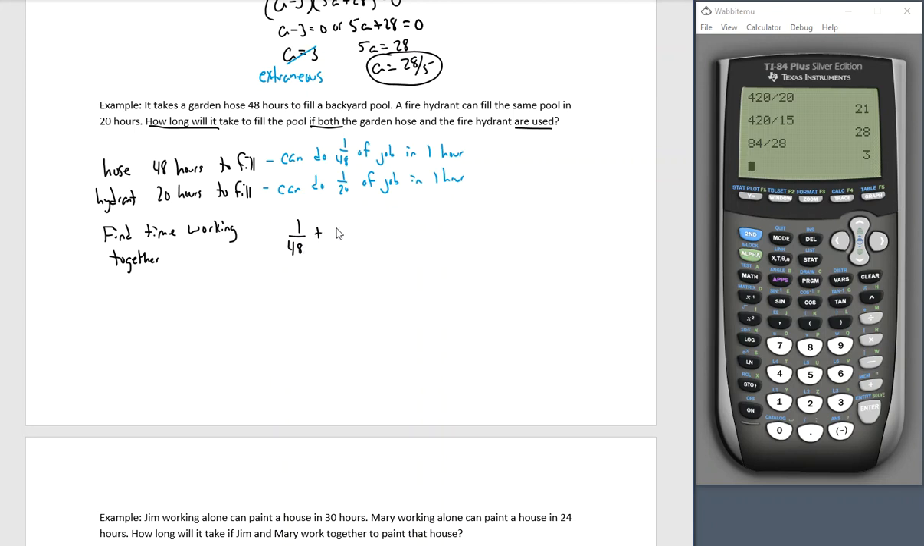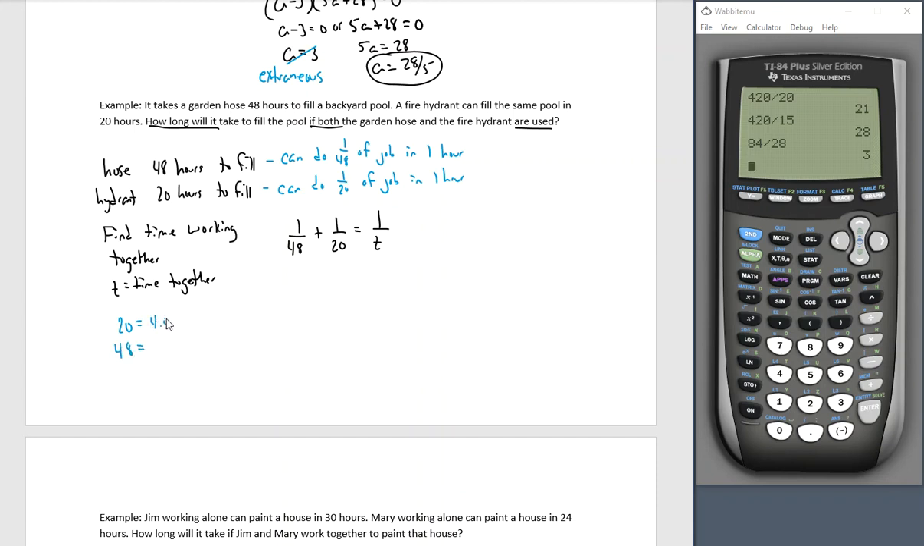1/48 of the job added to 1/20 of the job will give us a rate of 1/t, where t is time filling together. So we can use this rate of work in order to first write a rational equation, and now we know exactly how to solve it. And I am going to figure out the LCD here. We have 20 and we have 48.